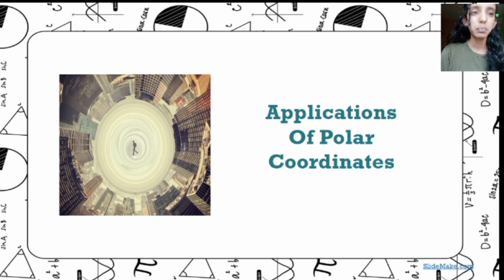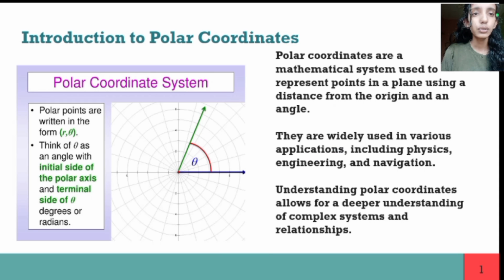Today I am going to explain the applications of polar coordinates in mathematics. Introduction to polar coordinates. Polar coordinates are a mathematical system used to represent points in a plane using a distance from the origin and an angle. They are widely used in various applications including physics, engineering, and navigation. Understanding polar coordinates allows for a deeper understanding of complex systems and relations.